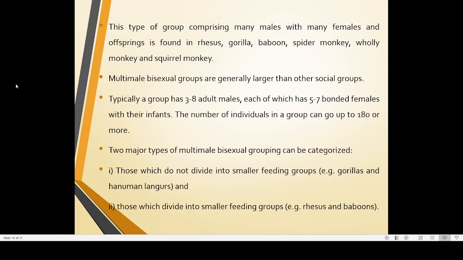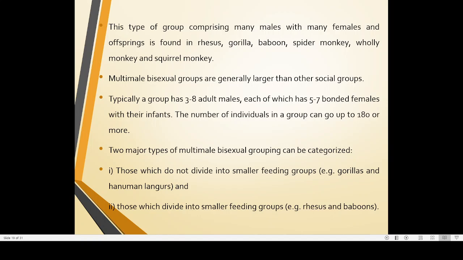Usually what we see is that up to 8 adult males will be there, and about 5 to 7 females will be there, and their children will be there. All will be staying together. Sometimes the number of individuals in the grouping can go up to 180 or more. So it can be a very large group staying together, moving together, and that is the nature of multi-male bisexual grouping.